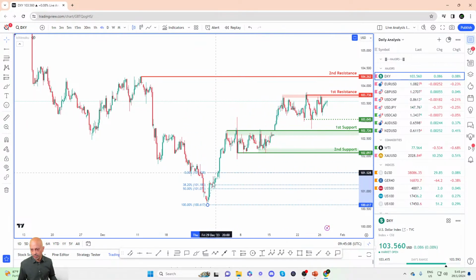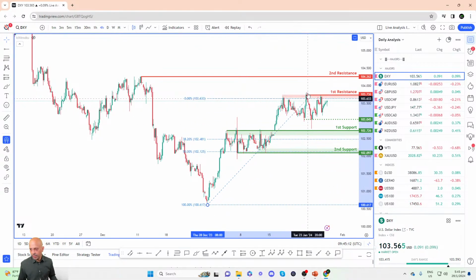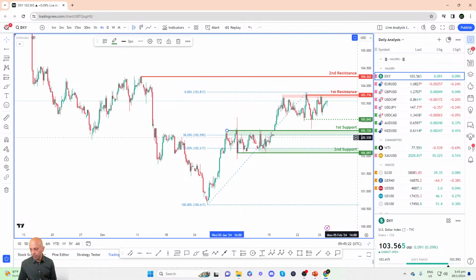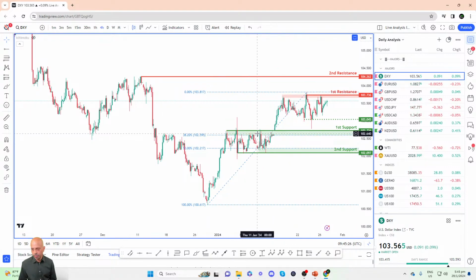You can see here we started this retracement from here on 28th of December, and we've ended it up here on the 23rd of Jan, right? We can see that the 38.2% Fibonacci retracement aligns quite well with where the pullback support at 102.72 has been identified. So this gives us the first major support zone for the dollar index.